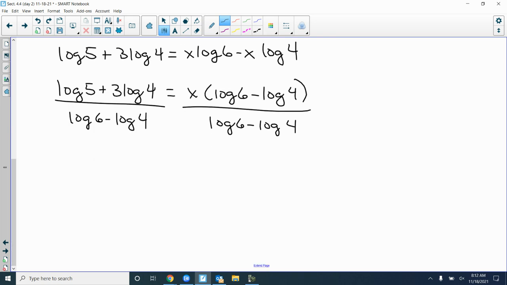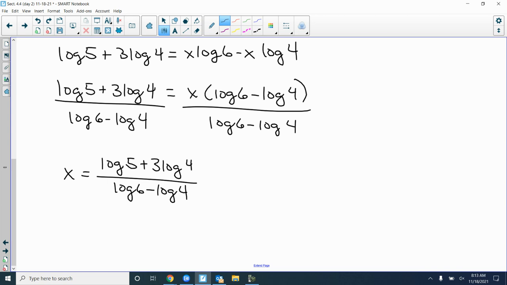So I end up with, I'm just going to flip the order here. So I get x equals log of 5 plus 3 log of 4 over log of 6 minus log of 4. So got that.